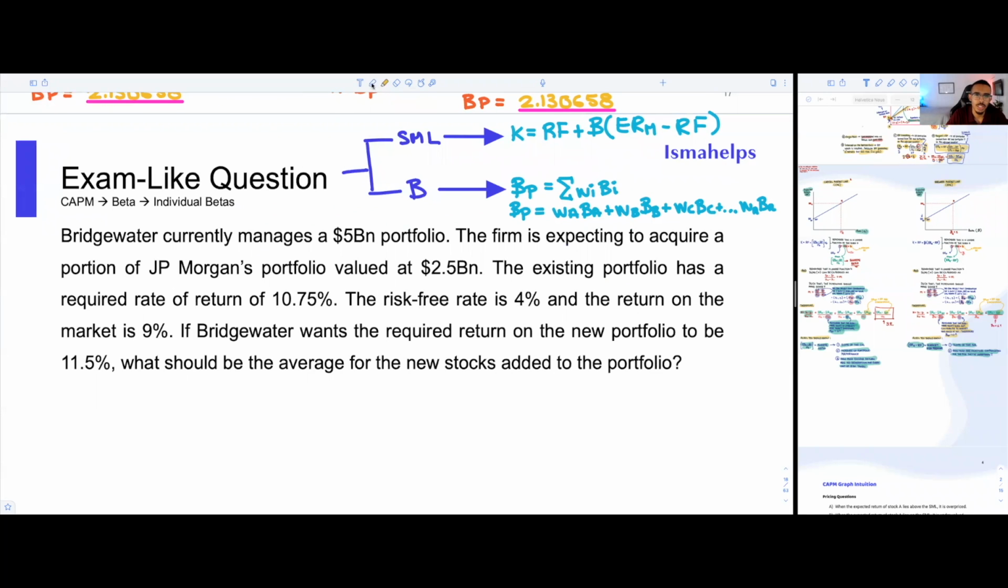So let's read this question together, and I'll switch colors just for the heck of it. Bridgewater currently manages a $5 billion portfolio. That's insane. The firm is expecting to acquire a portion of JP Morgan's portfolio that is valued at $2.5 billion. Good for them. The existing portfolio of Bridgewater has a required rate of return of 10.75%. So this means that the K of Bridgewater is equal to 10.75%.